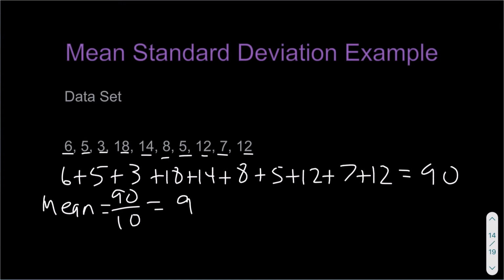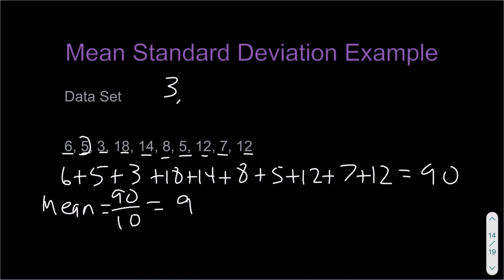But we're not done yet. Now that we have the mean, we actually have to look at each value of this data set and see how far away that is from this number here, 9. And we should probably keep track of it in another space. So let's look at 6. 6 is 3 away from 9. So let's just write it up there. And we have to do this for each data value.